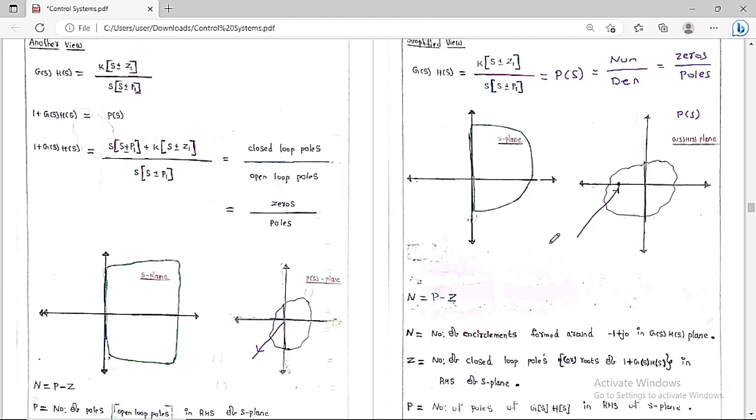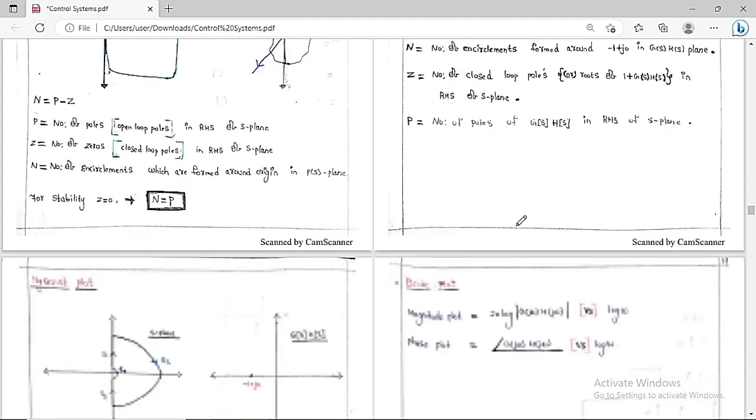If you want the system to be stable, then definitely Z should be equal to 0. Then only we can say the number of closed loop poles lying in the right half of S plane is equal to 0. So N should be equal to P, meaning the number of encirclements formed around the -1 plus j0 in the G(S)H(S) plane should always be equal to the number of poles of the open loop transfer function lying in the right half of S plane. Then only we can say the system is stable. So these things you always have to keep in your mind.